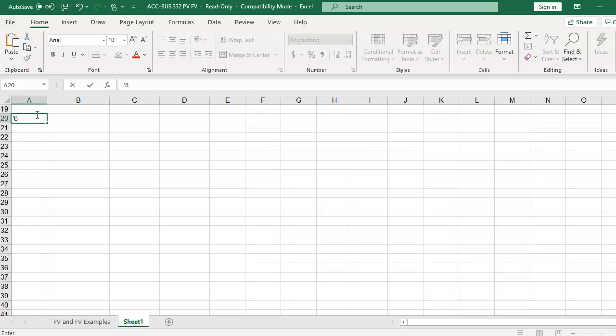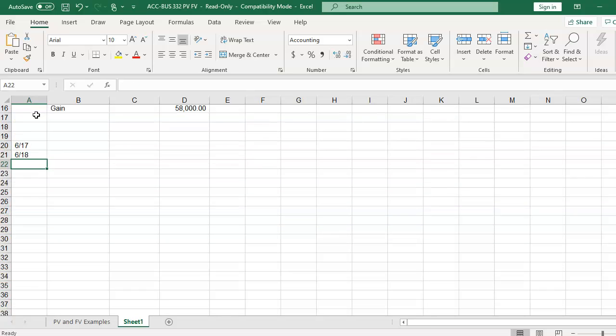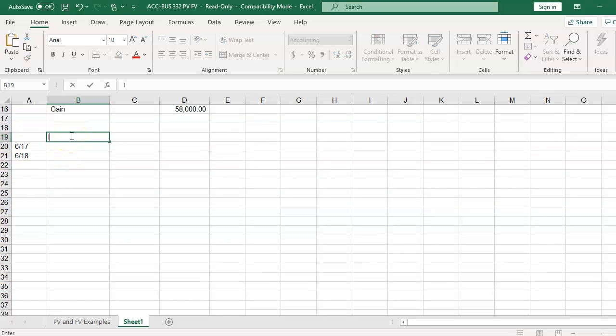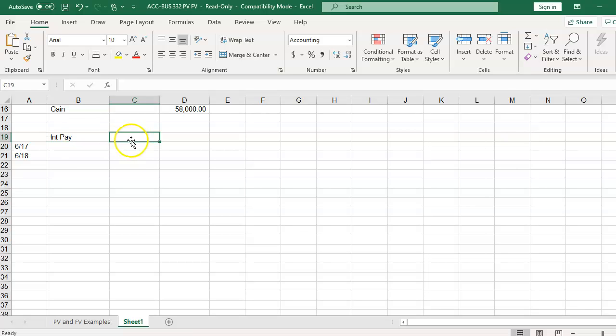So we have June of 17, I'll just say 6 for June of 17, and then we have June of 18, which is where we're at today. Let me start by making some headings here. We've got interest payment, interest expense, and premium amortization, because this was sold at a premium, and then we get to book value. And this is really the best way to do these.